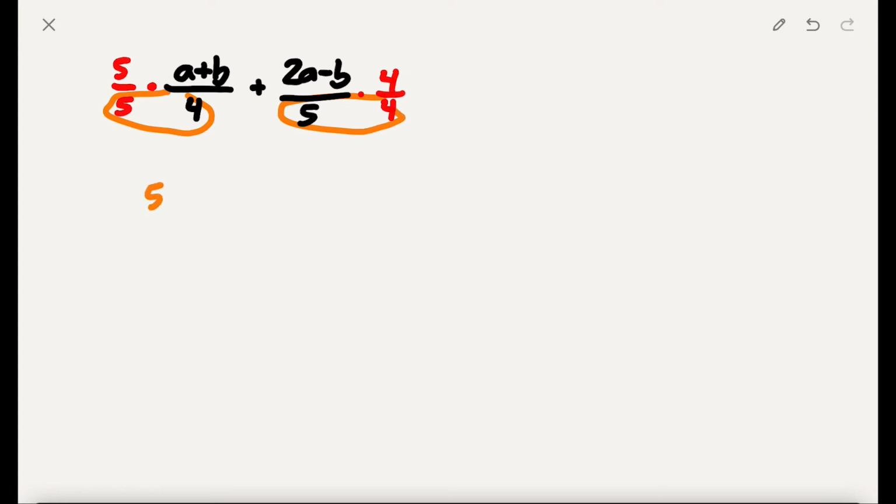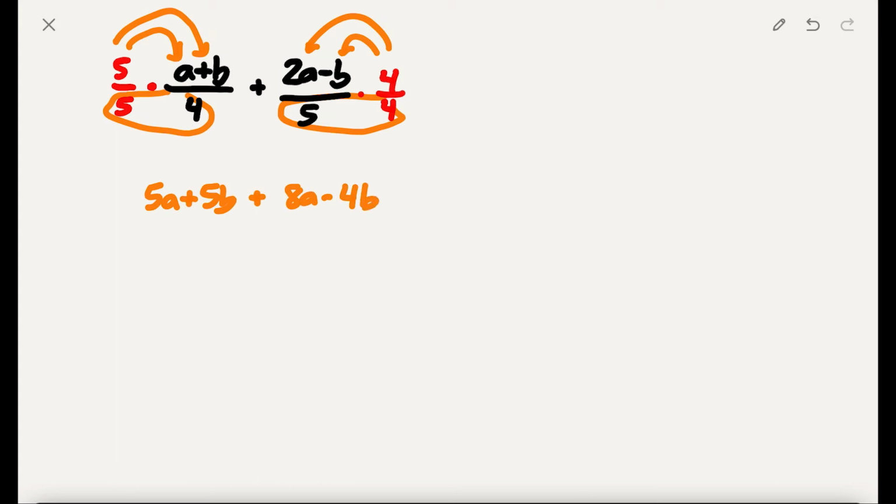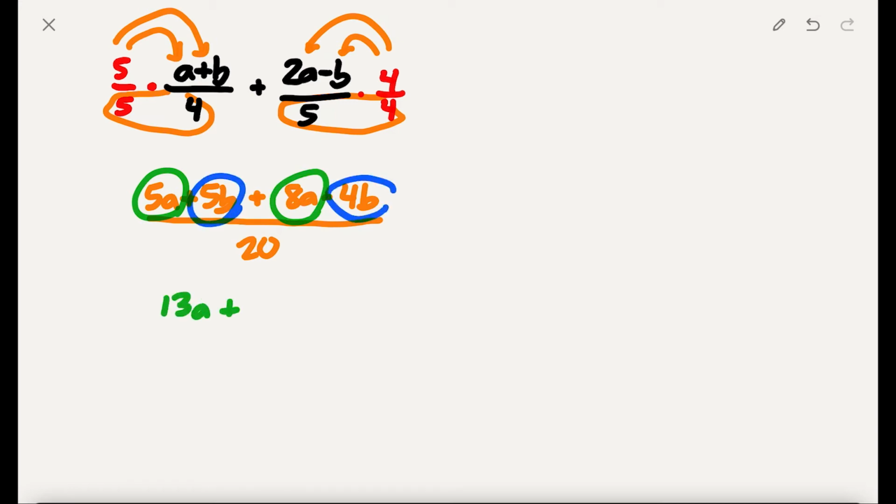So now I can just multiply the denominator, distribute out that 5. So it's 5 times a and 5 times b. So 5a plus 5b plus, and then we're going to do the same thing with the 4 here, distribute to each of these, and you're going to have 8a minus 4b. And then we're going to divide all this by 20. Okay. I'm going to combine the 5a and the 8a to be 13a. And then I'm going to combine the 5b and the negative 4b to be just 1b. And then we're dividing it by 20, and that's the final answer.